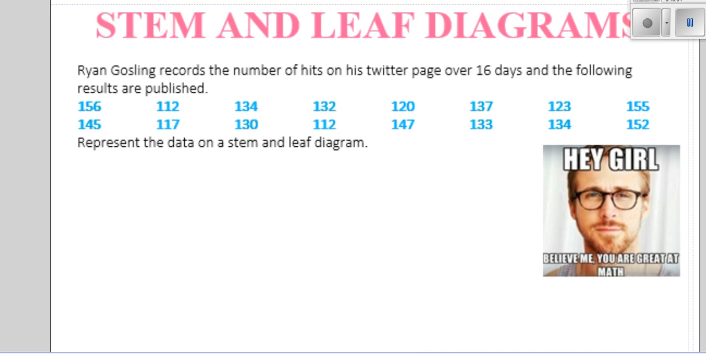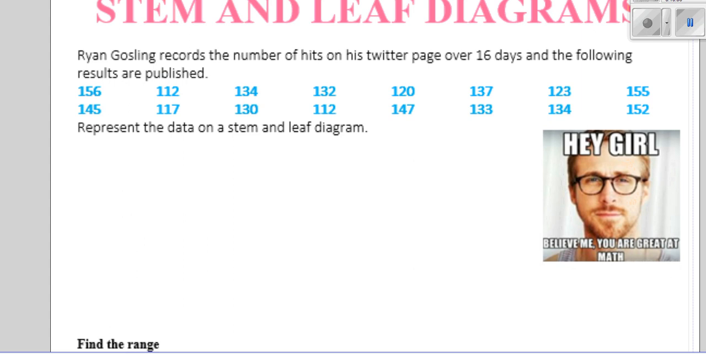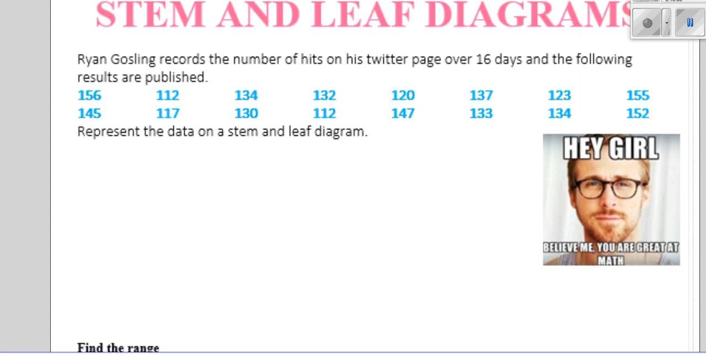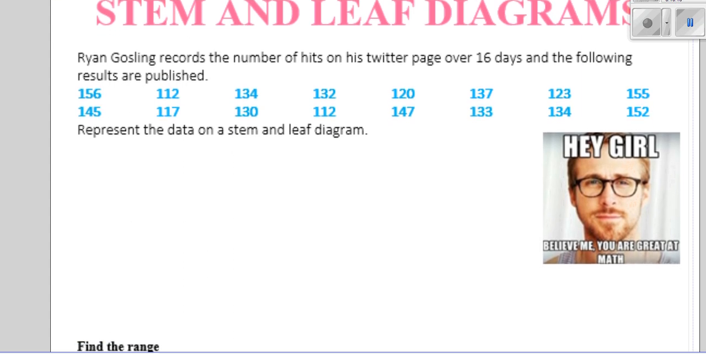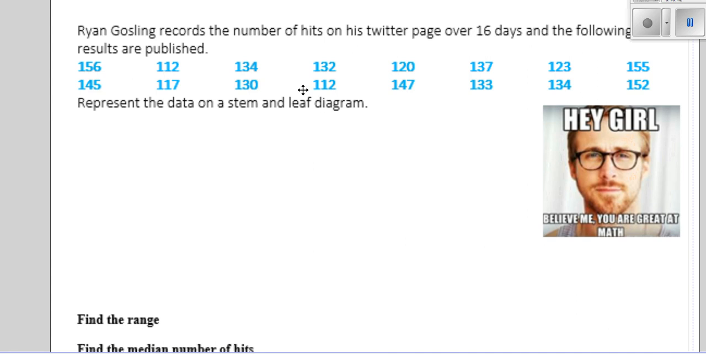Yep. Stem and leaf diagrams. So Ryan Gosling records a number of hits on his Twitter page over 16 days, and the following results are published. What does the number 112 mean?